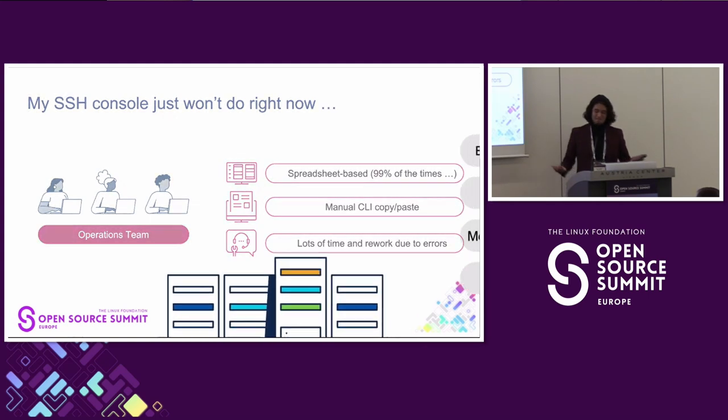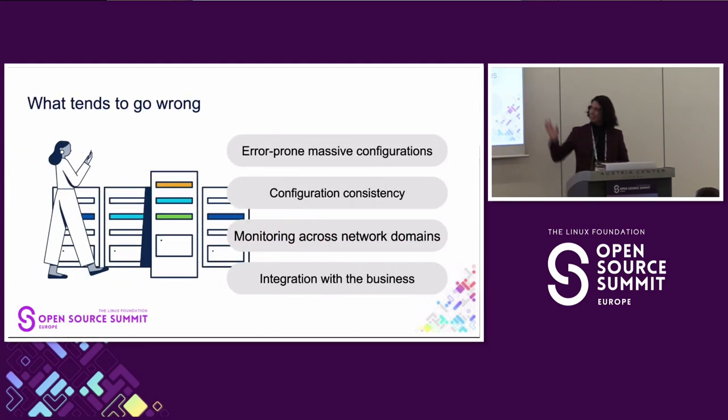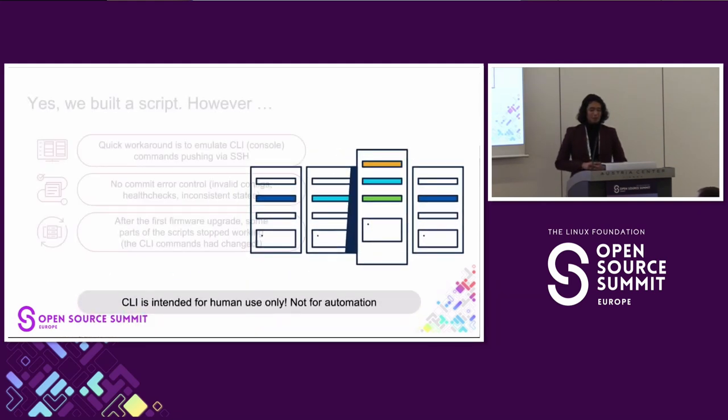So what do we do? Well, just here, there are a couple of things. What tends to go wrong, as I mentioned before? These error-prone massive configurations, this copy and paste doesn't scale up very well in the networking world. But this is the way we do things in the networking world. It doesn't evolve as fast as other things in the IT world, right? So what did we do?